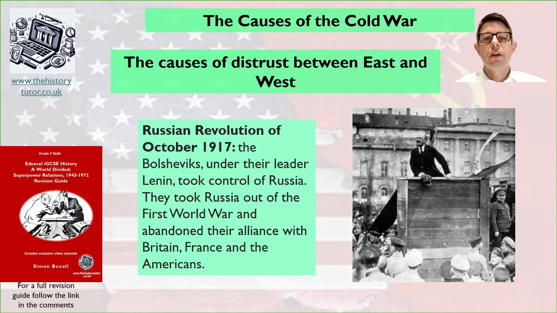The Russian Revolution, October 1917: the Bolsheviks and their leader Lenin seized control of Russia. They take Russia out of the First World War and abandon their alliance with Britain, France and the Americans, and this starts to cause mistrust between them.